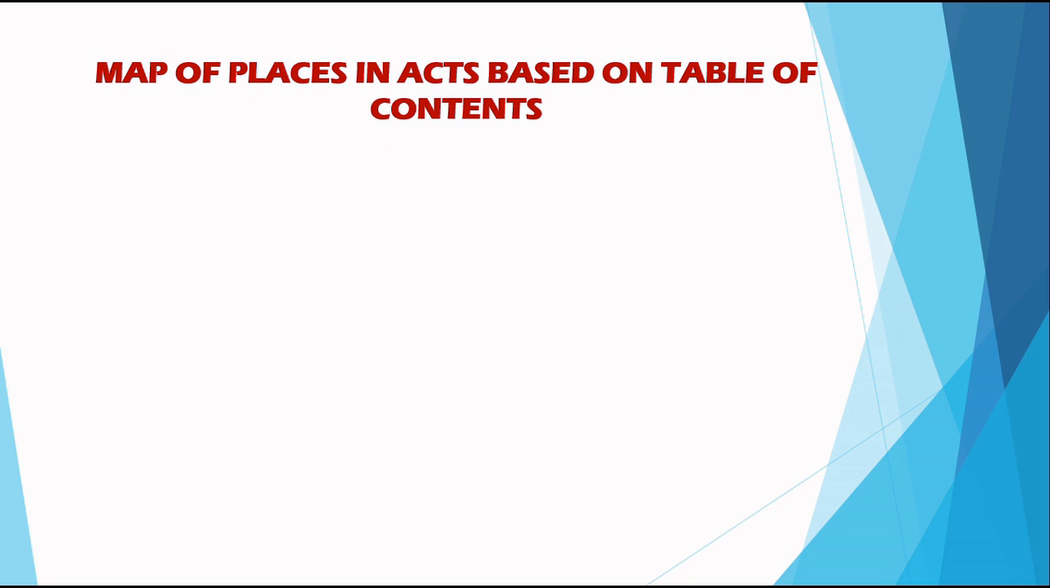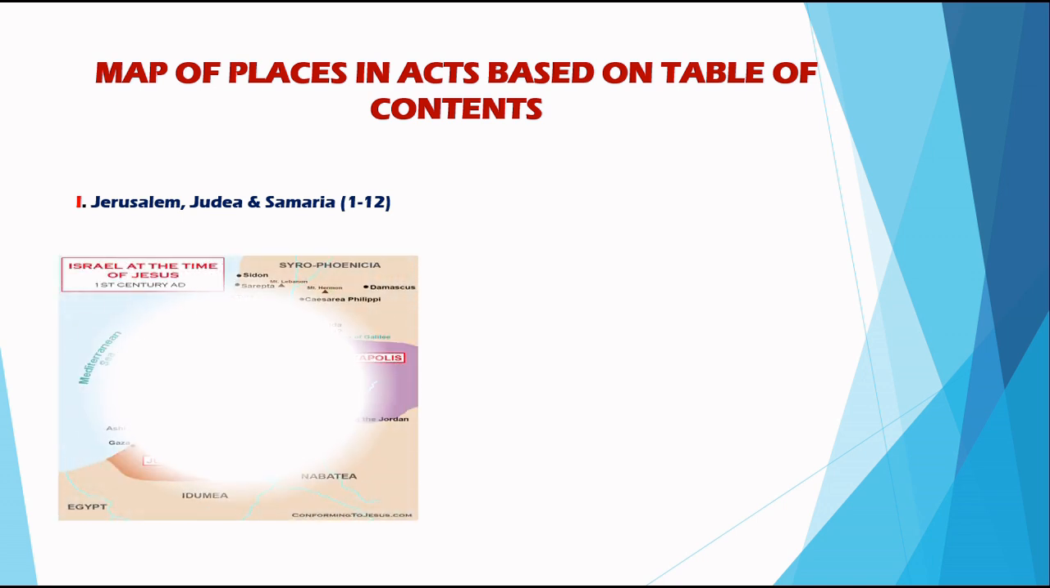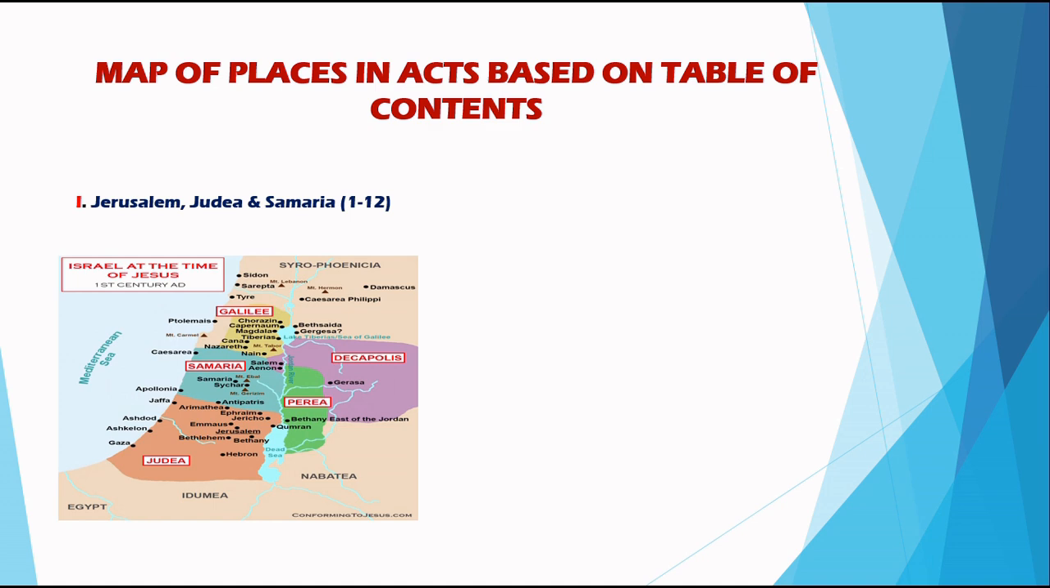Map of places in Acts based on the table of contents. I just want to try and make things more clear. We have Jerusalem, Judea, and Samaria. That is chapters 1 to 12. I've put Jerusalem, Judea, and Samaria together because you will see that Jerusalem is actually within Judea. You have the southern part where you have Judea, and you see that it is within Judea. You have the city of Jerusalem. Then the central part you have Samaria, and then the northern end you have Galilee.